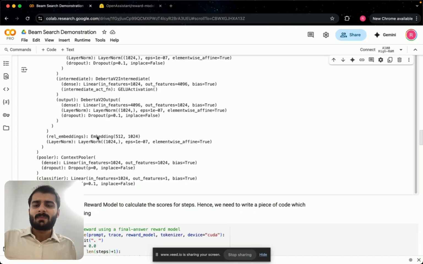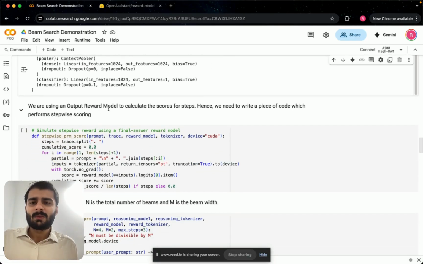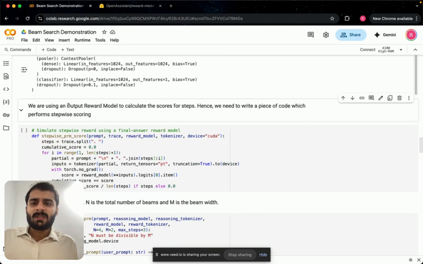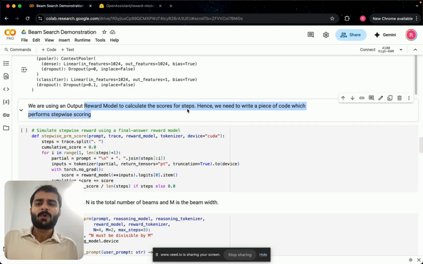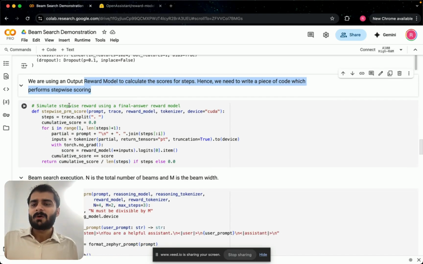Okay, after the reward model has been loaded, we are now using the ORM. This is called ORM here, but actually it's PRM. So we are converting this ORM to calculate scores for individual steps. We need to write a piece of code which performs stepwise scoring. That's why we call this function stepwise PRM score.